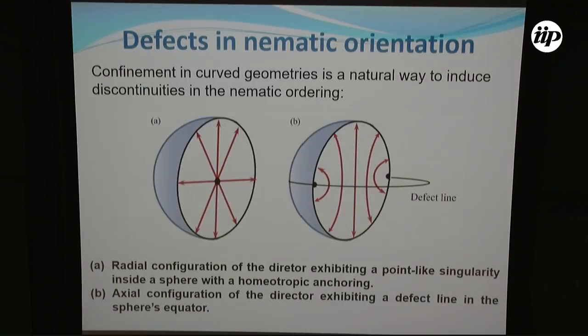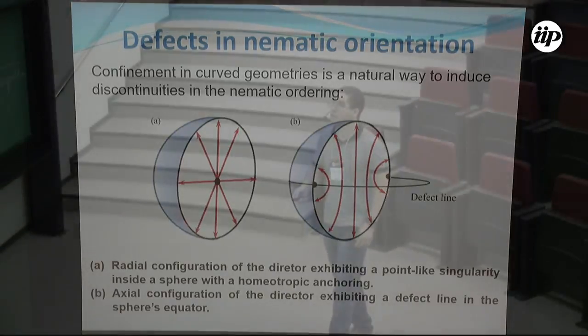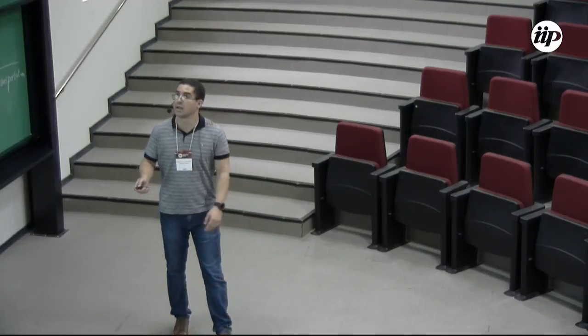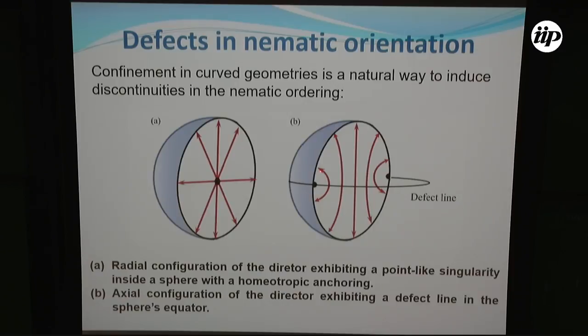Okay, as we know, a natural way to induce topological defects in liquid crystals is to confine them in a specific geometry. If you confine it in a spherical geometry, you can induce two types of defects. If this spherical geometry has isotropic homeotropic anchoring, you have a point-like defect in the center of the sphere. But you can also induce a defect line around the sphere, like a Saturn ring in your nematic drop with a spherical shape.